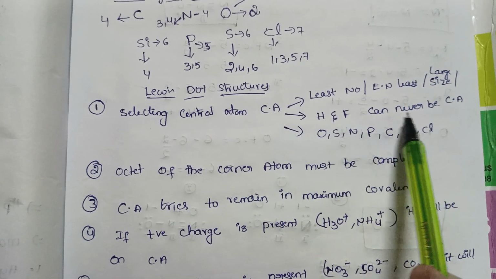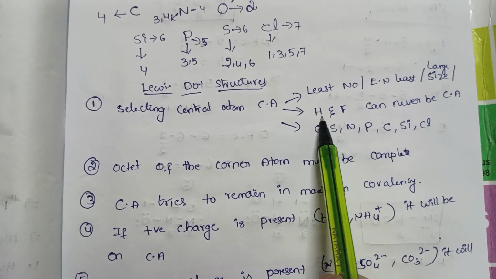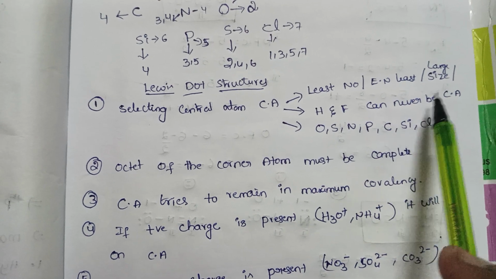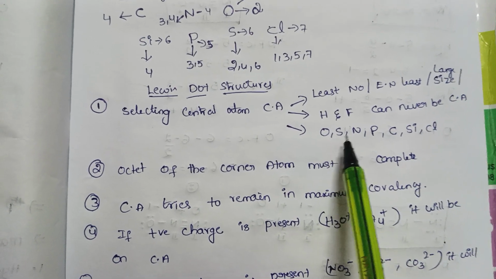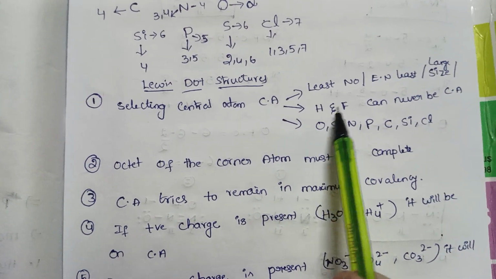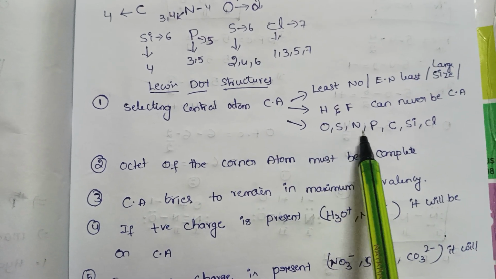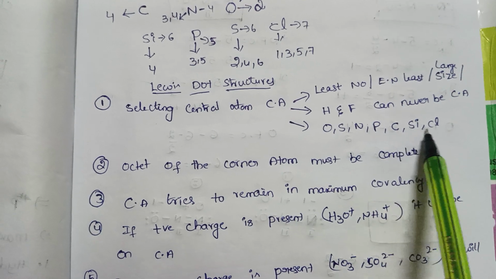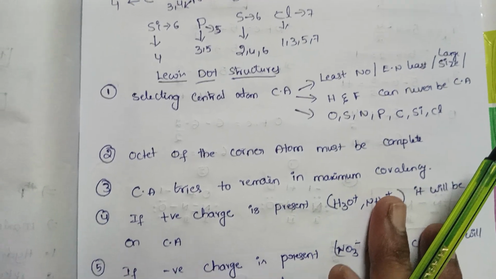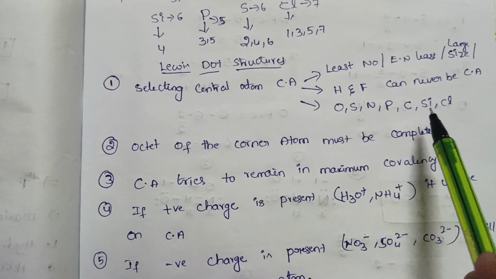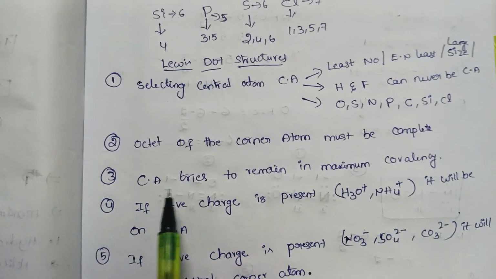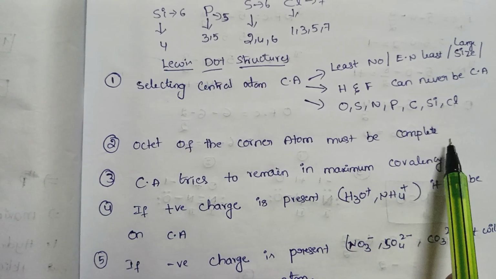Hydrogen and fluorine can never be the central atom because these are smaller in size than other elements. So hydrogen and fluorine can never be central atom. Oxygen, sulfur, nitrogen, phosphorus, carbon, silicon, chlorine. These are the examples. Octet of the corner atoms must be complete.